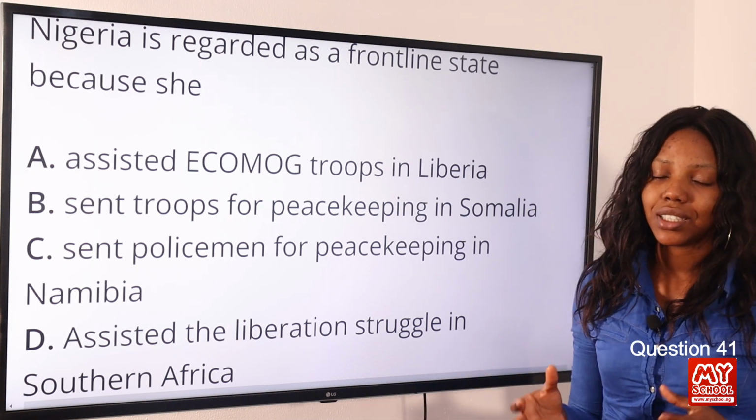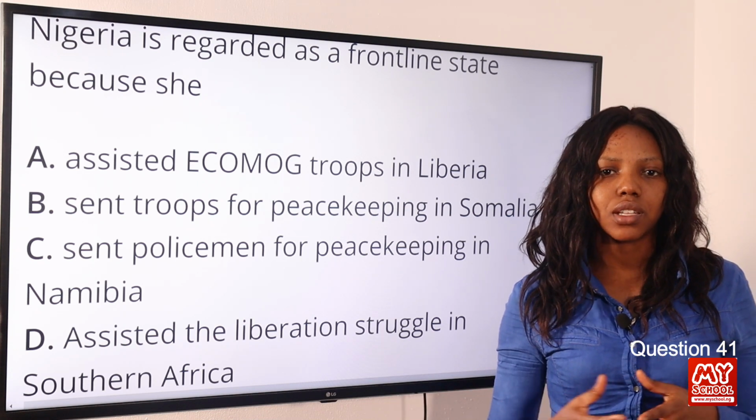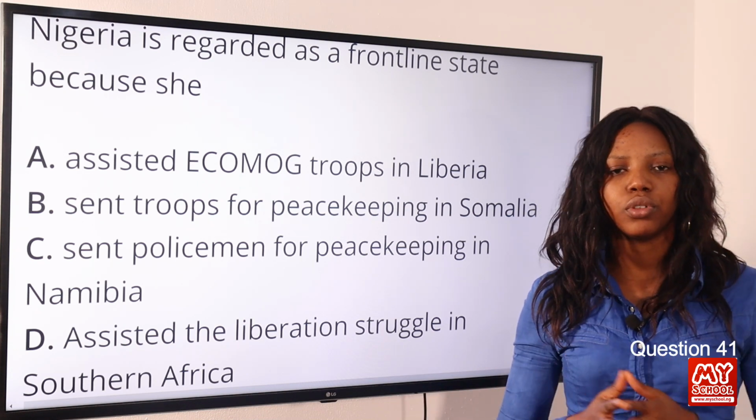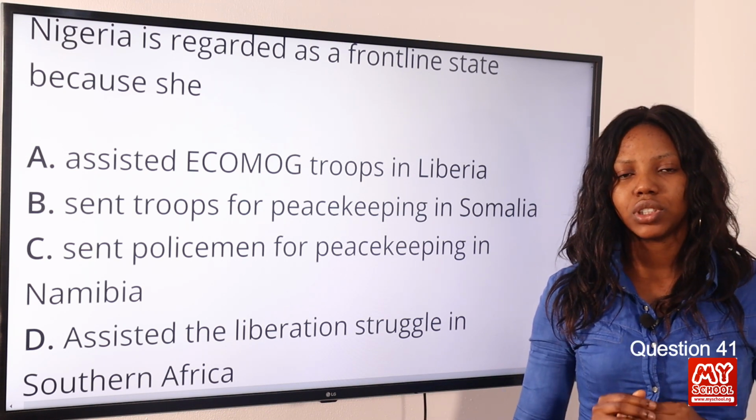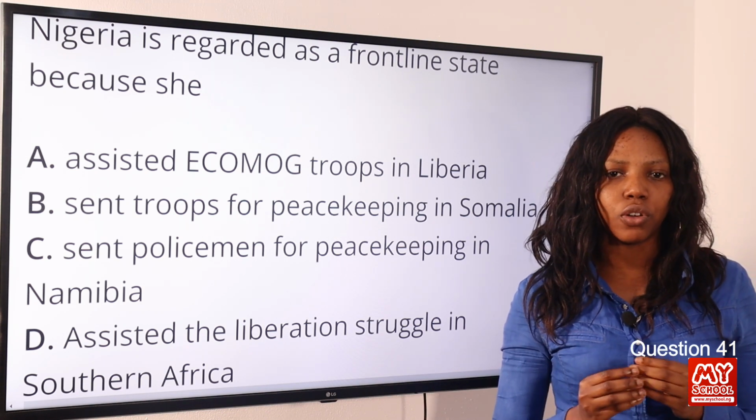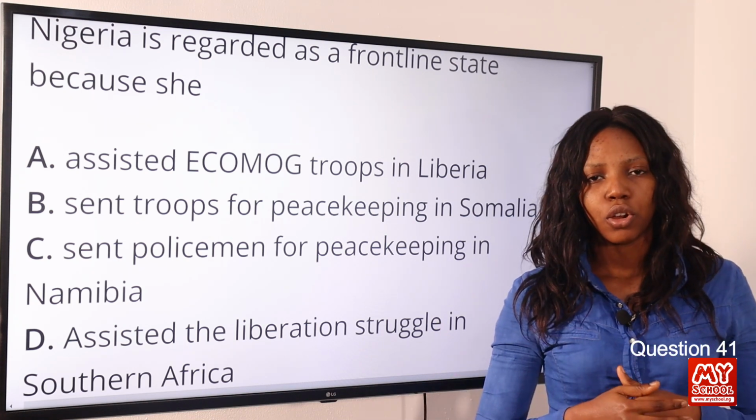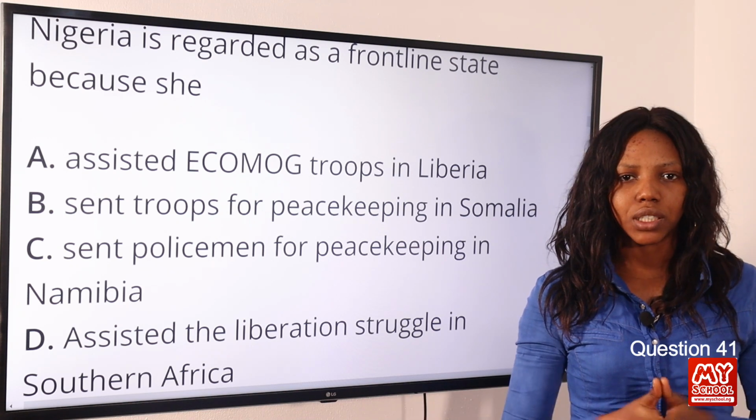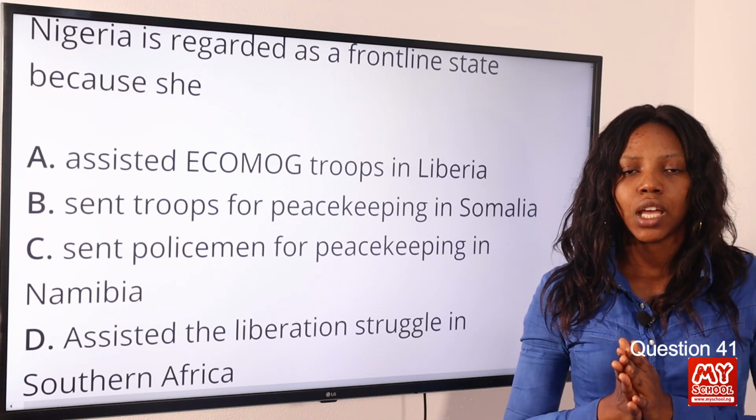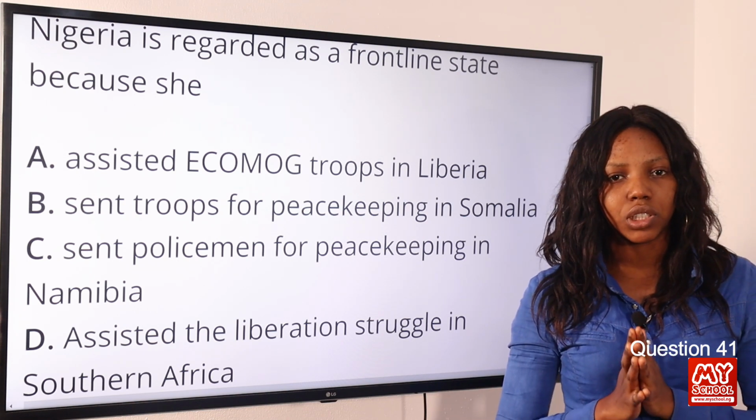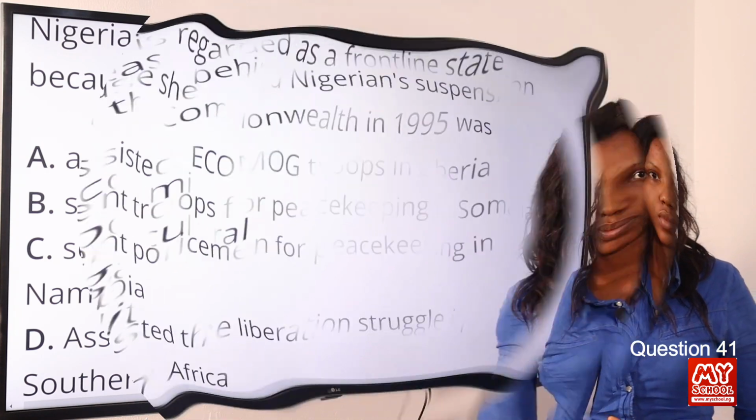The frontline state is a coalition, a union of African states who are committed to ending the apartheid policy in South Africa and Rhodesia. This union of African states existed from the 1960s to the 1990s. This government was committed to ending apartheid policy, African segregation, and all of that. And so Nigeria contributed greatly to this cause. So option D is the correct answer to this question.